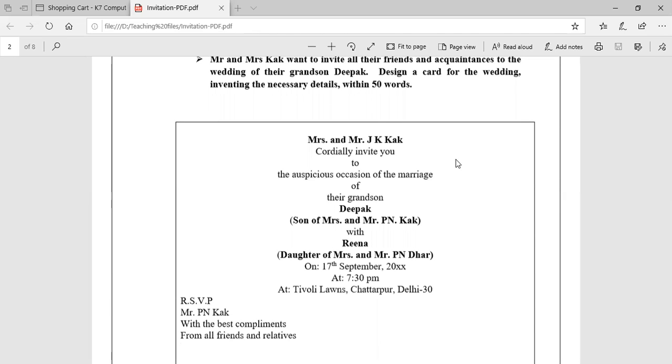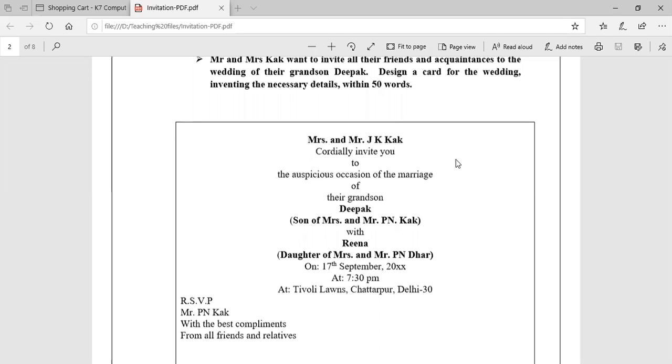Then you can go for the bride and bridegroom. And of course, you have to mention the date, day and year, timing, and venue and everything. We have to mention it very clearly. With RSVP, we need to mention it at the bottom of the card, right? So that Mr. and Mrs. J.K. Hawk, that means grandparents, cordially invite you to the auspicious occasion of the marriage of their grandson.